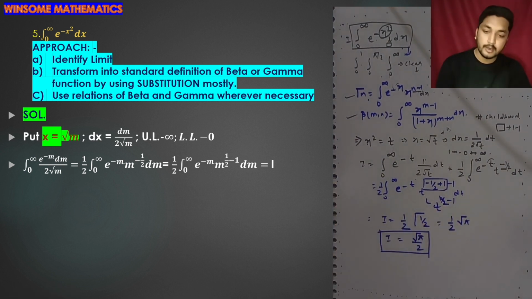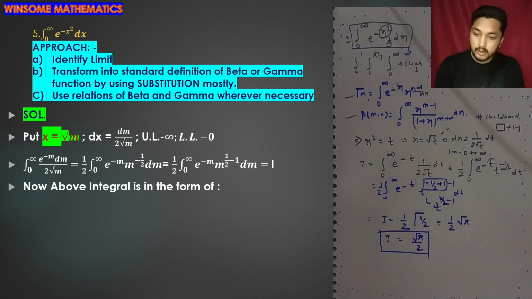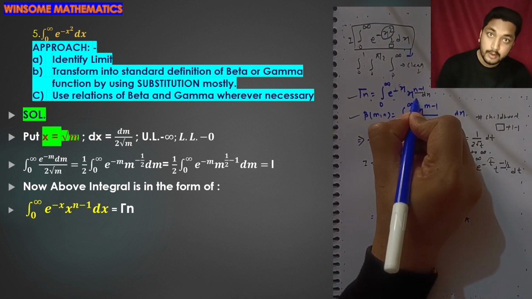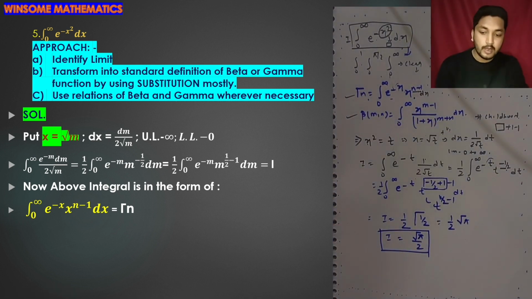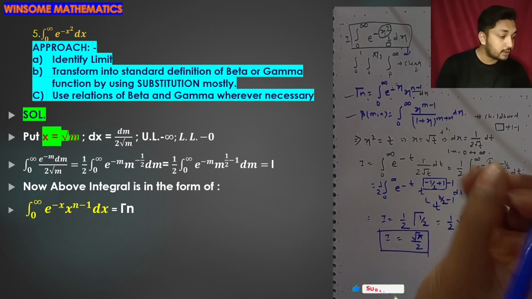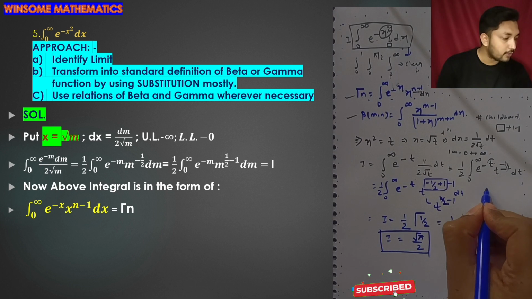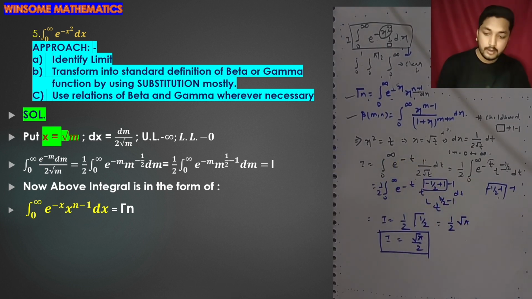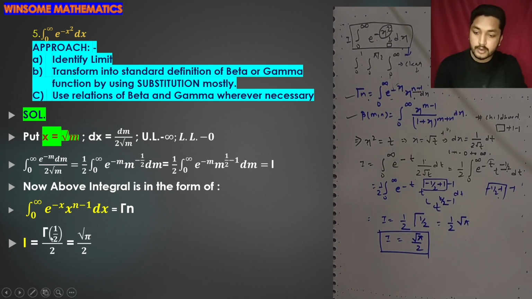So clear. So here also the integral is in the form of 0 to infinity e to the power minus x, x to the power n minus 1 dx. I already wrote it. So this is equal to gamma n. So what is n here? n is equal to 1 by 2. How does 1 by 2 occur here? So minus 1 by 2 plus 1 minus 1. So this is n, clear, and this is all about this. So I is equal to gamma 1 by 2 upon 2, so root pi by 2.